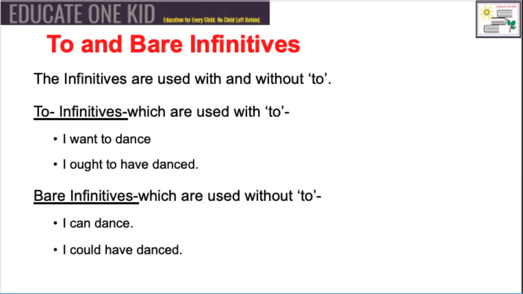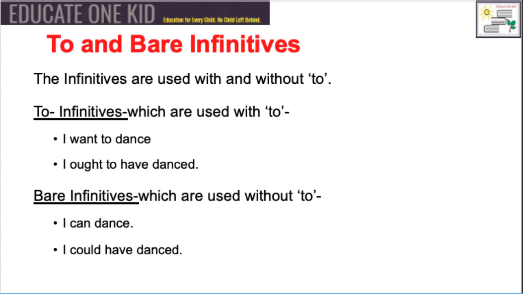Now, there are a few rules that we need to be aware of and when it is used as well. Now, the infinitives are used with and without to. Two types are there. One is the to infinitive and the other one is the bare infinitive. Let us see both of them.